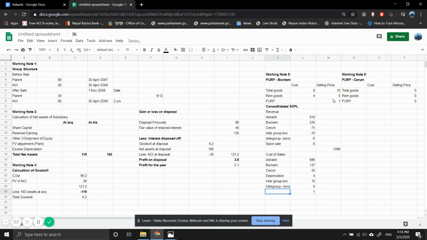So PURP, or I mean it will be added to cost of sales, right? We made a mistake over here. So this should be minus 10 because it's intergroup transaction. So we need to reduce it from cost of sales, from revenue as well, right? Whereas PURP we added up. This is only for 1 year because we are only preparing consolidated financial statements for 1 year. Okay. Anything else?